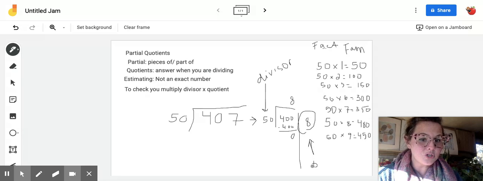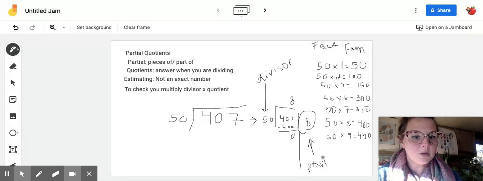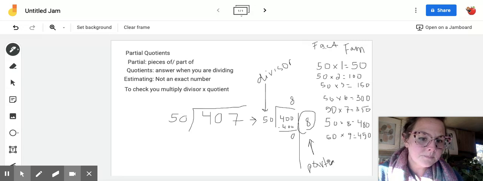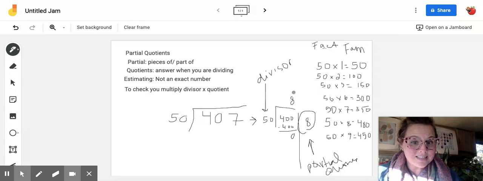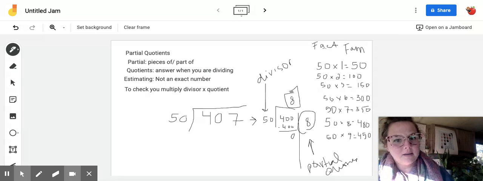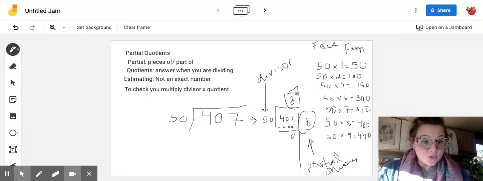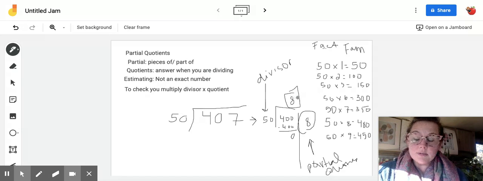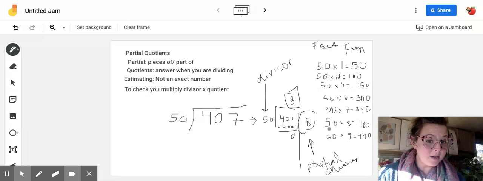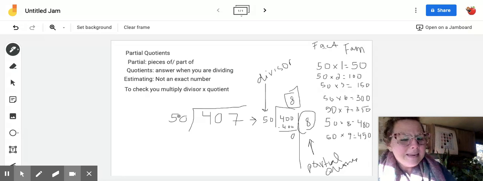Okay, but it's a partial quotient. So that's your partial quotient. Okay, but it's the only one, so it is our quotient. This is the quotient. That is the granddaddy. That's your quotient. So 8 times 50 is 400. We know that because we already did it here. 50 times 8 is 400. We got it right.